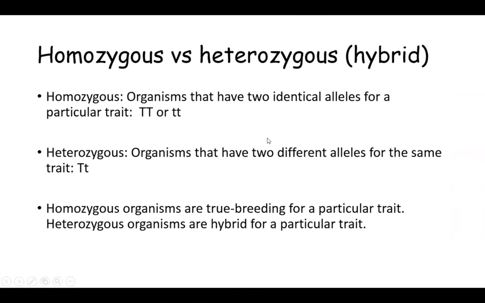Homozygous versus heterozygous or hybrid. Homozygous: organisms that have two identical alleles for a particular trait. That would be homozygous dominant, tall, or homozygous recessive, short. Heterozygous: organisms that have two different alleles for the same trait. Homozygous organisms are true breeding for a particular trait. Heterozygous organisms are hybrid for a particular trait. So here we have homozygous dominant, here we have homozygous recessive, and here we have heterozygous tall. So this is actually the hybrid.